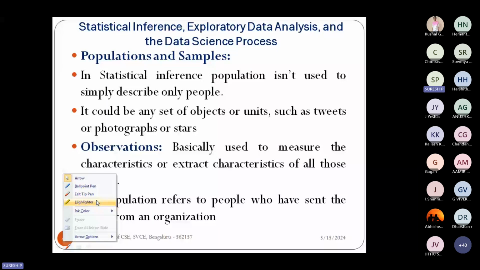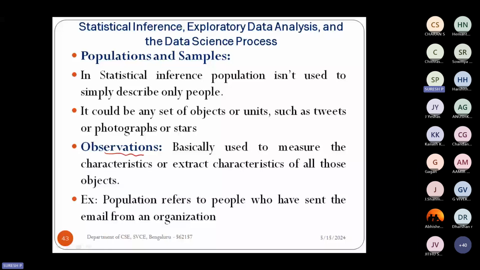So we are from the set of characteristics which you want to have. Basically, it is used to measure the characteristics, or to extract the characteristics of all those objects. If you want to find who is the topper for your class, first I have to take the results of the entire system from all the departments of the college. So I have to segregate the results of fifth sem CSE students.